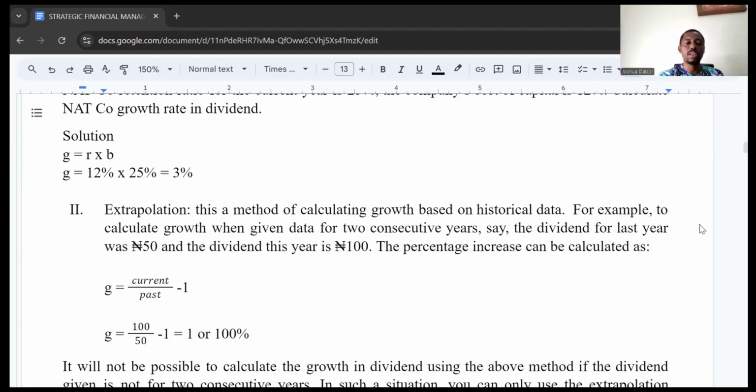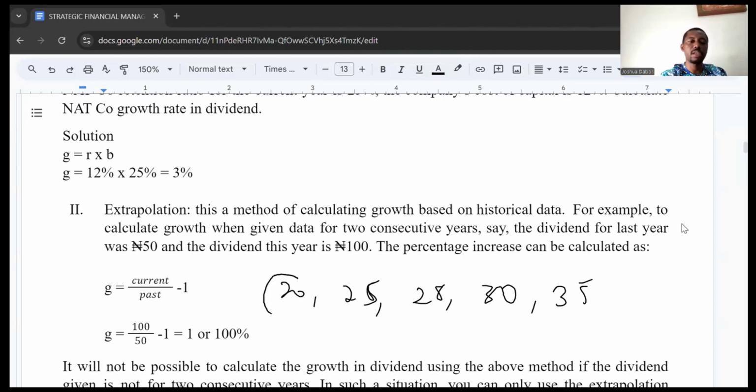But in a situation where you are given more than 1 year, say 20, 25, 25, 28, 30, and 35, what do you do? In this situation, you have to use the extrapolation. So this becomes your base year, while this becomes the most current year.